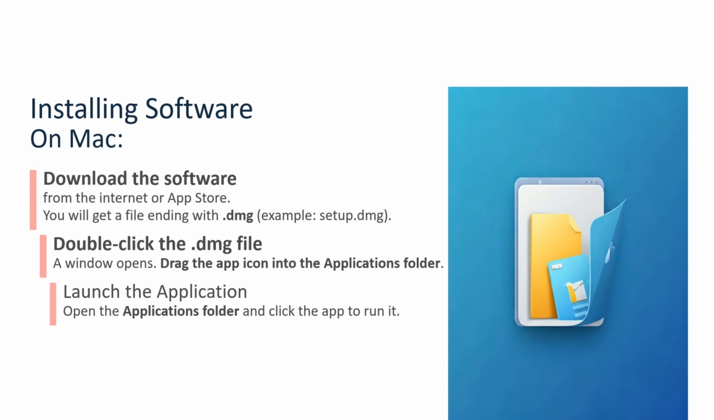Now we will see how to install software on Mac operating system. First, you have to download the software from the internet or App Store. You will get a file ending with .dmg. For example, setup.dmg. You have to double click the .dmg file. A window will open. You have to drag the app icon into the Applications folder. To launch the application, you have to open the Applications folder and click the app to run it.